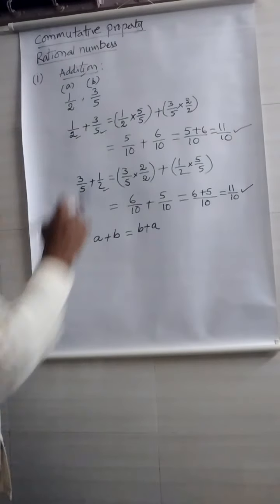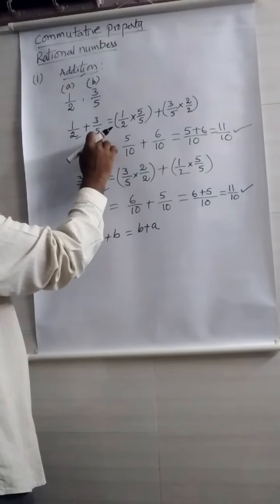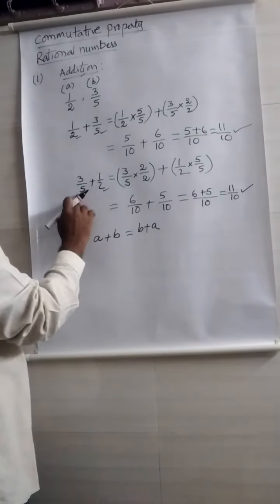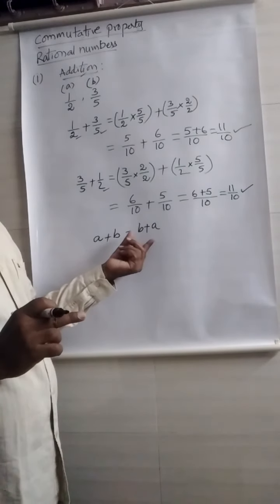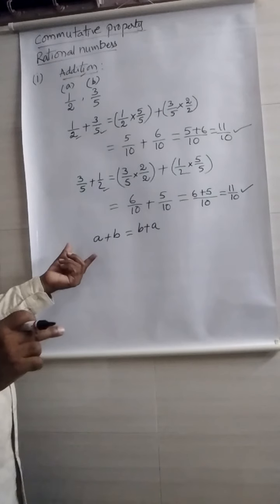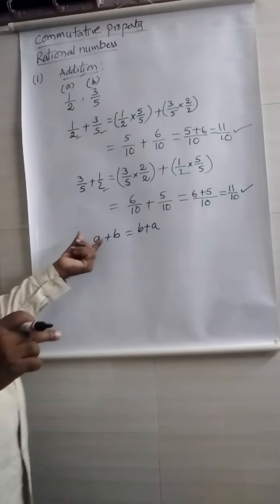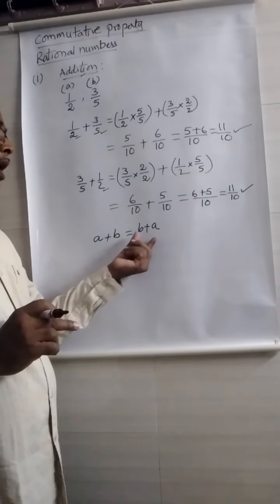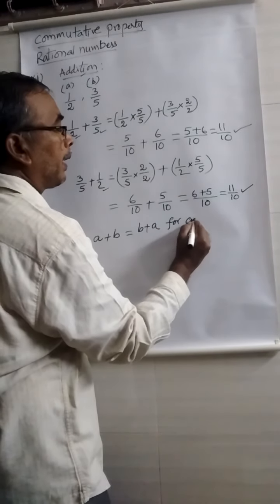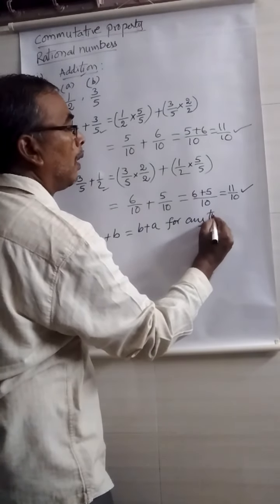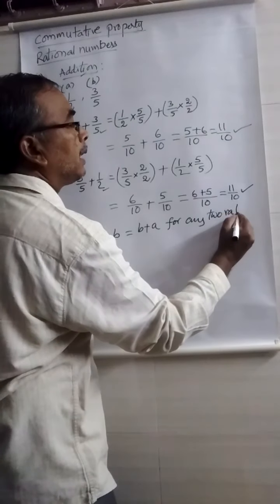That means here I named this one A, this one B. A plus B. Here B plus A. That means A plus B is equal to B plus A for any two rational numbers.